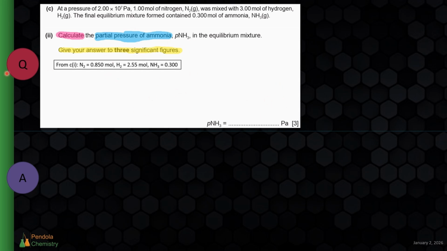So, how are we going to do this? Well, this is actually a pretty simple process. In order to find out the partial pressure of the ammonia, NH3, if we remember the equation, that's going to be the total pressure of the mixture times the mole fraction of the ammonia in this mixture. Now, we're given the total pressure here.